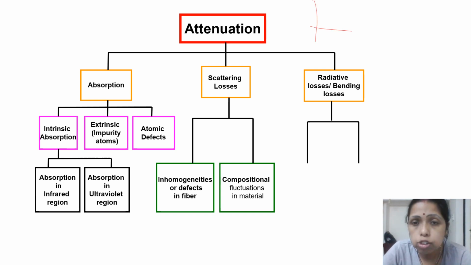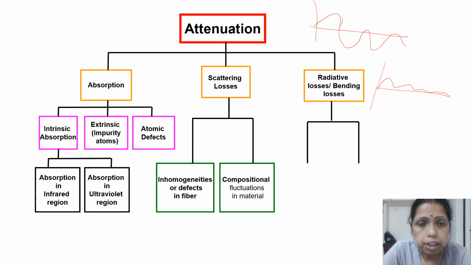So what is the attenuation told last class? Suppose this is the signal. After a certain period of time, you can see the signal strength is decreasing continuously, right? So this is the concept of attenuation. There are three mechanisms: one is the absorption mechanism, the scattering loss, and the radiative loss, or bending loss. These are the mechanisms due to which attenuation may happen inside the optical fiber.